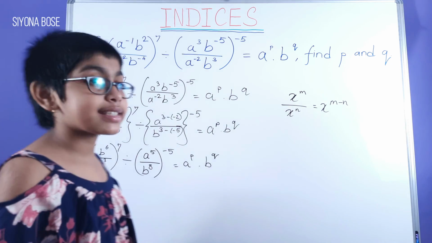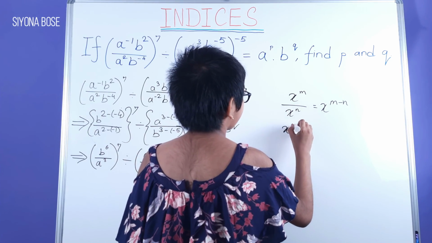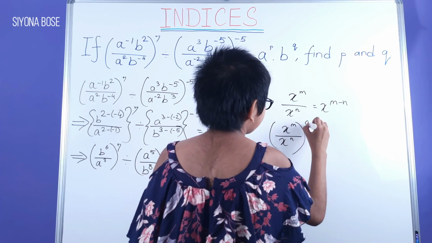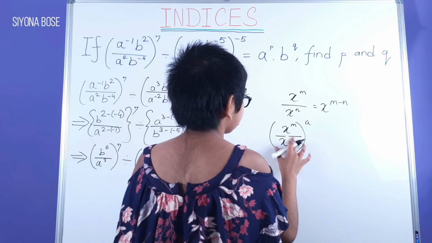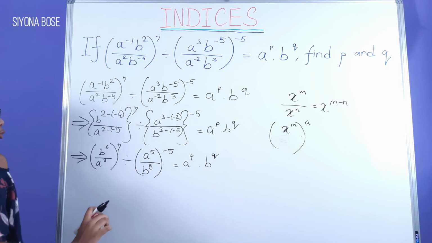Now we can write this. If it's like, again, x to the power of m by x to the power of n, whole to the power of a, let's say, then, not considering this, we will consider it a different way.